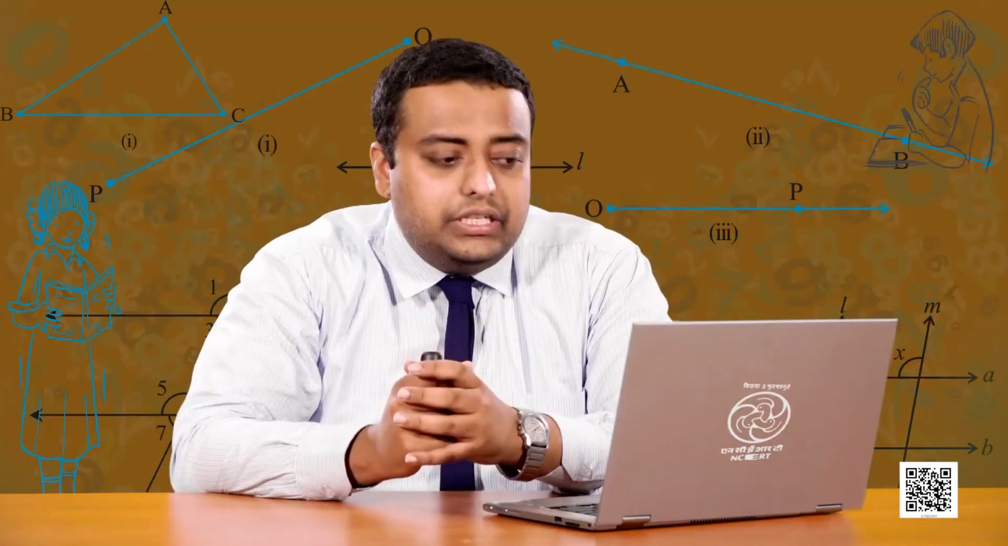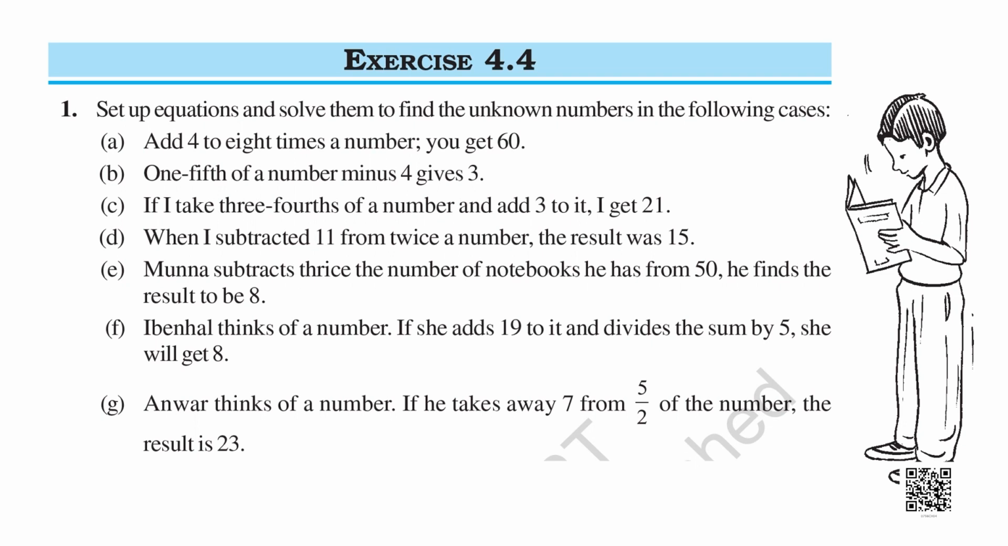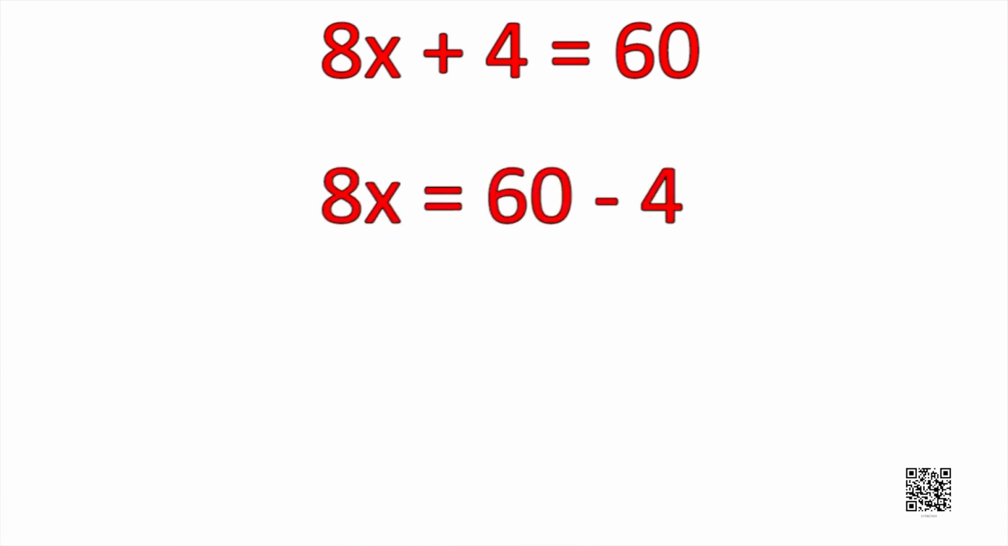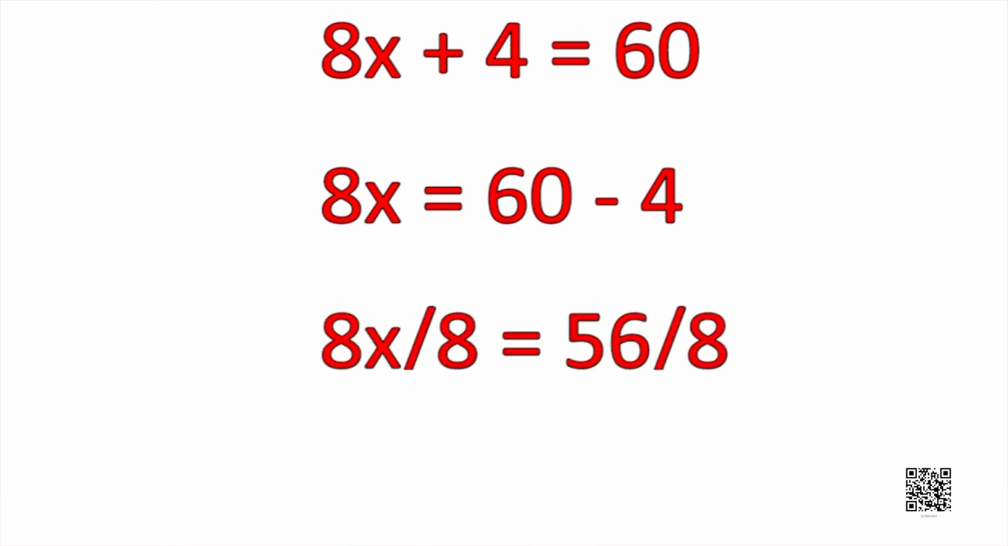The first question is, add 4 to 8 times a number, you get 60. Students, we will take the number as x. Now the question is saying to add 4 to 8 times a number, which is equal to 8x plus 4 is equal to 60. Now to solve this equation, 8x plus 4 is equal to 60, we will transpose the 4. 8x is equal to 60 minus 4, so 8x is equal to 56.